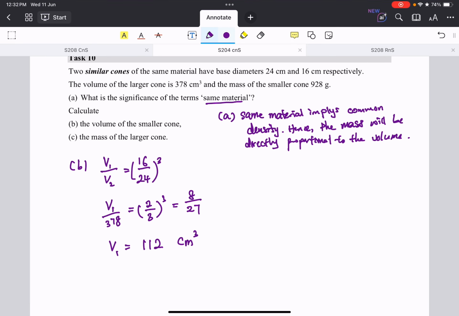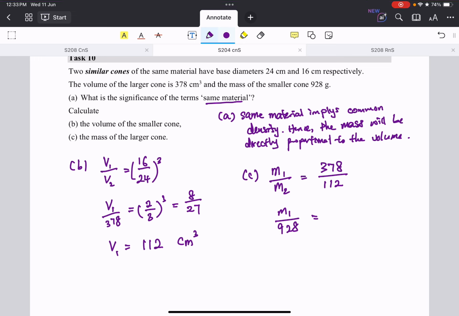Part C, they want us to calculate the mass of the larger cone. Since the mass is directly proportional to the volume, mass 1 over mass 2, if we define mass 1 as the one we're trying to find, which is the larger cone, is proportional to the volume. So the larger volume is 378 over 112. So M1 over 928 grams is, well, let's see if I can simplify this.